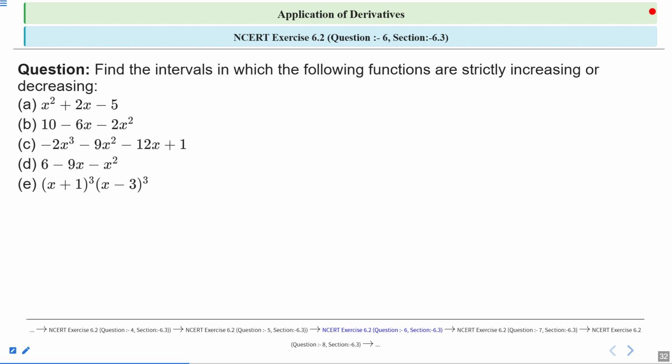Again, for each function, you will try to find the derivative and check the sign of f dash x. If f dash x is greater than 0 in that interval, you can say that the function is increasing, and if f dash x is less than 0 in that interval, you can say that the function is decreasing. Again, you have some time to solve or think about this question. After that, we will move to the solution part.